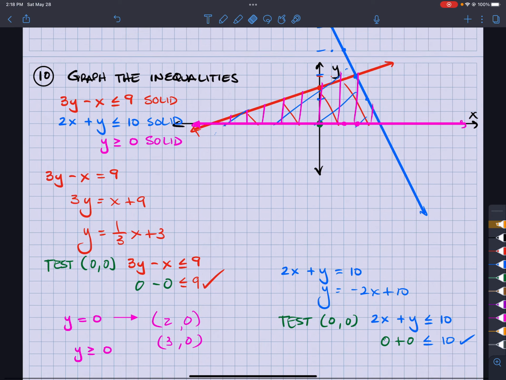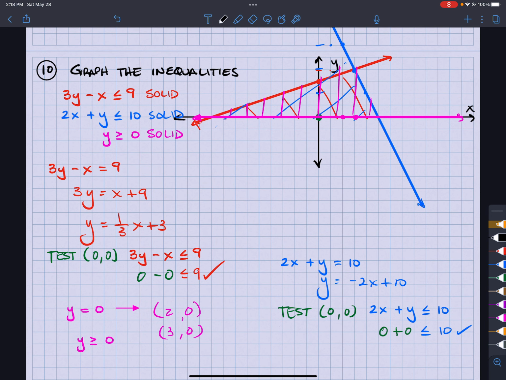There is going to be my solution right there. And what choice is that? That's going to be choice A. And there you go.